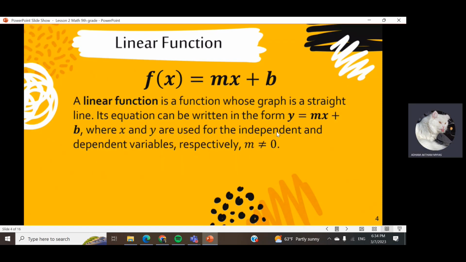Here we can see, as I told you, that m is the slope, b is the y-axis crossing, x is the variable, and y we can also name as f of x. So they are the independent and dependent variables respectively. M is not equal to 0.